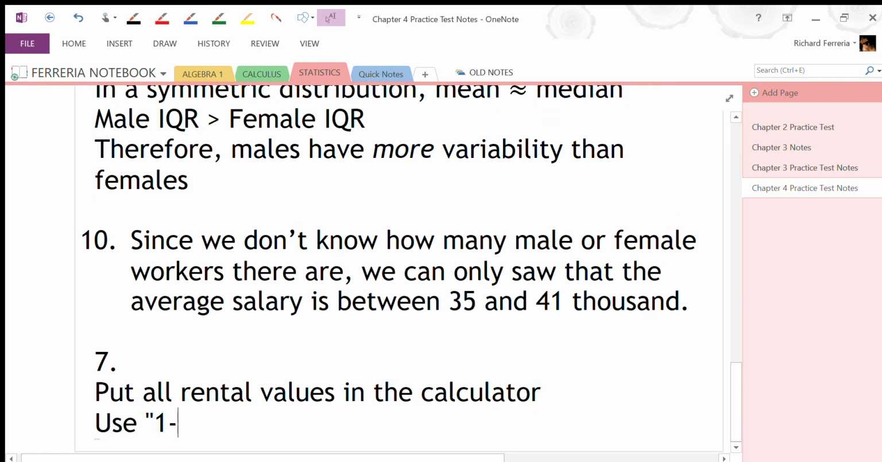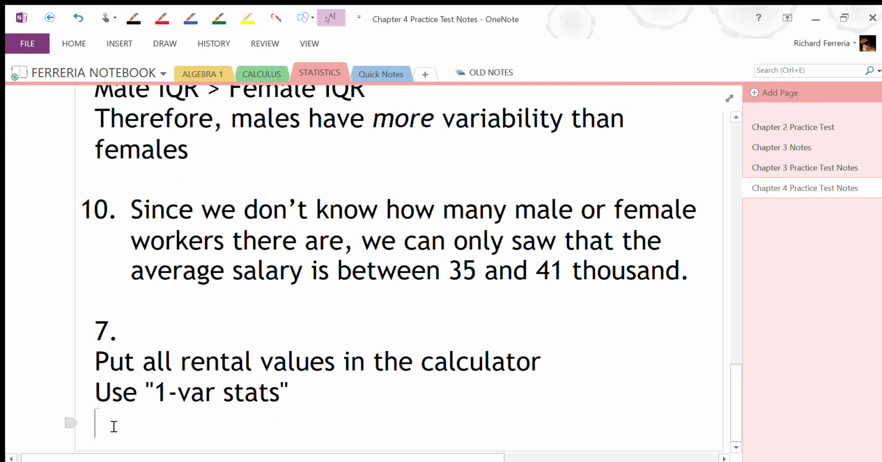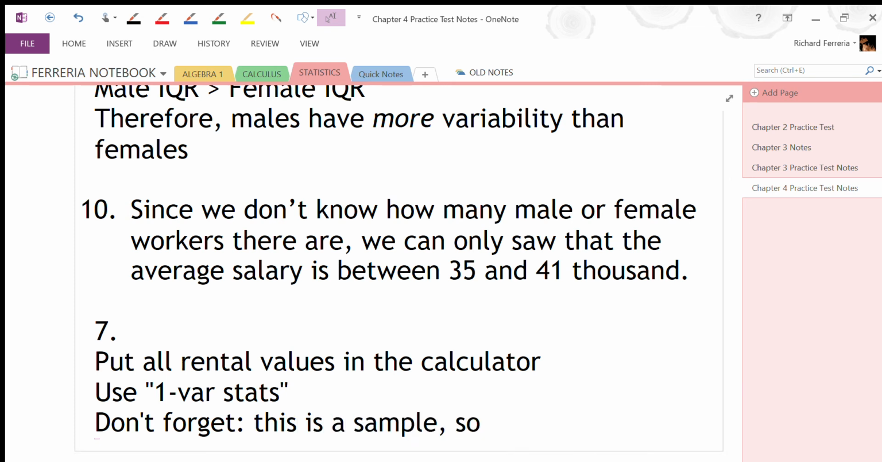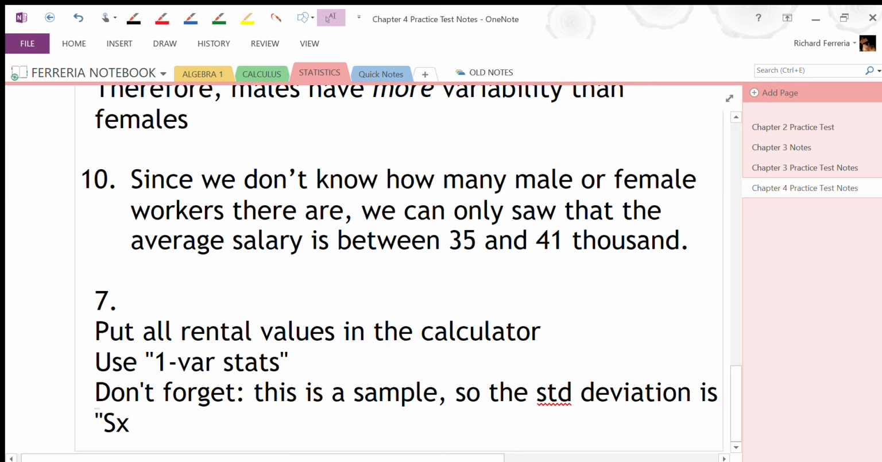And then you're going to use one var stats. That should calculate your standard deviation for you. Remember, you're going to use S instead of sigma. Sigma, not sigma x. You see sigma in there?